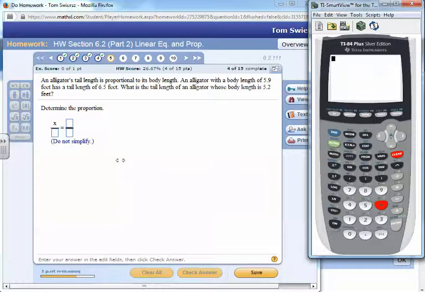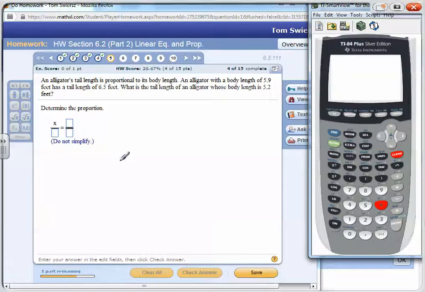All right, an alligator. Again, we'll set up a proportion. An alligator's tail length is proportional to its body length. An alligator with a body length of 5.9 feet has a tail length of 6.5. What is the tail length of an alligator whose body length is 5.2? So x is unknown, so it's tail in the numerator over body in the denominator.